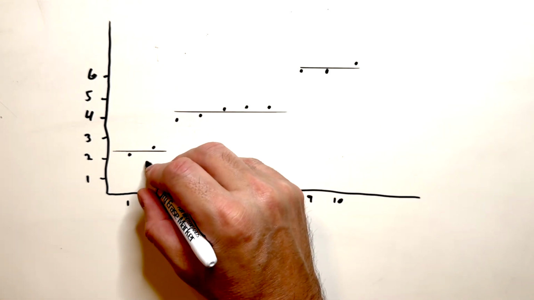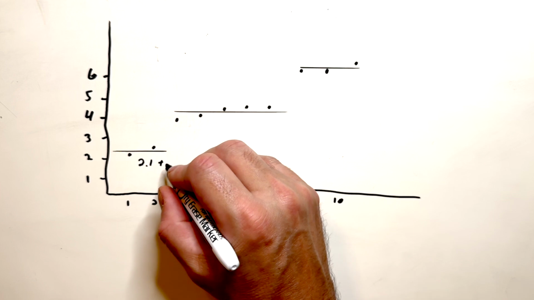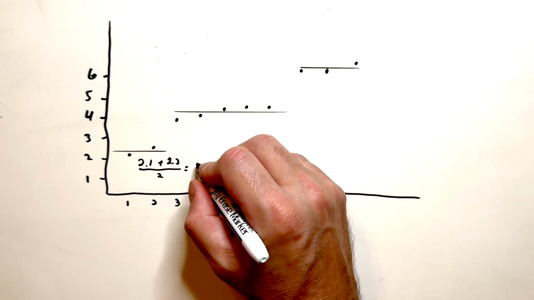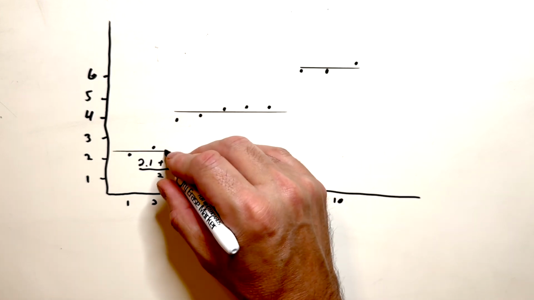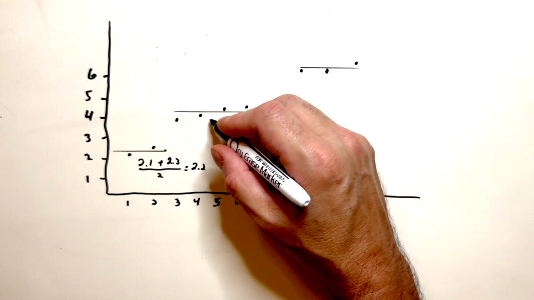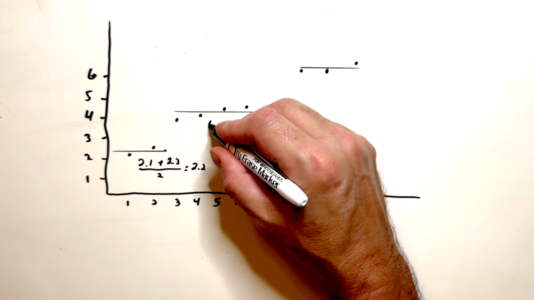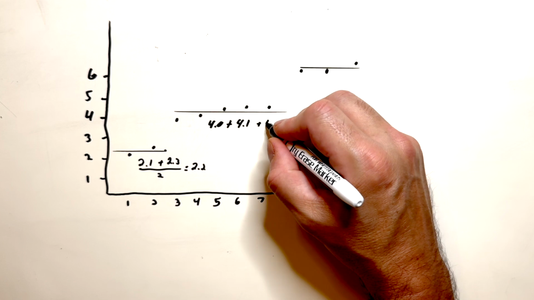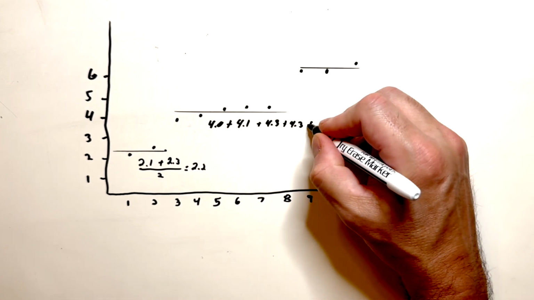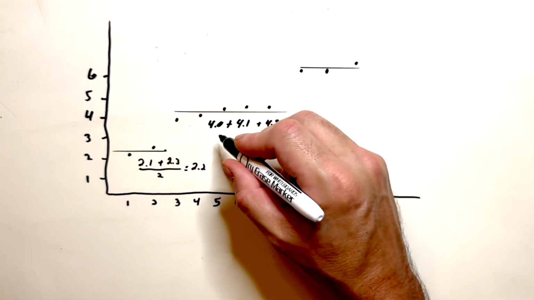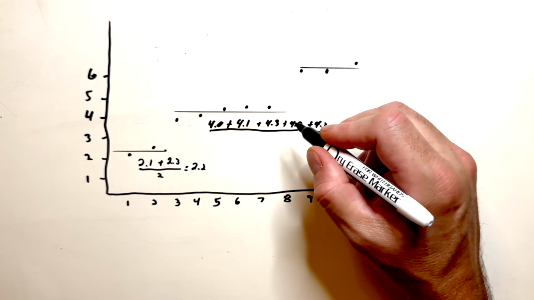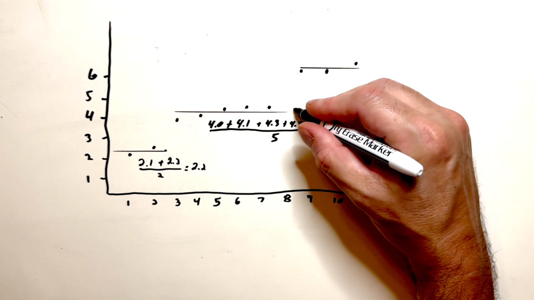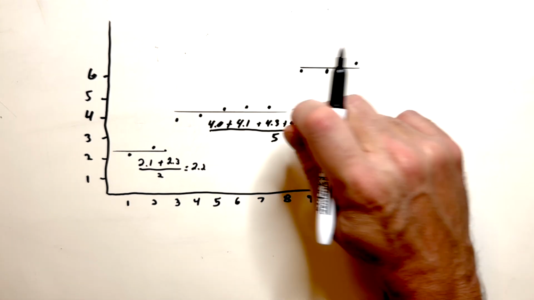So this one down here would be 2.1 plus 2.3 divided by 2, which is equal to 2.2. So that's this average value here, 2.2. If we add these points up, that's 4.0 plus 4.1 plus 4.3 plus 4.3 plus 4.3. Of course, you could have written 3 times 4.3 there. That would have been smarter. And divide by 5 measurements. That gives us 4.2. So this line here is 4.2. I didn't mean to put a dot there. It makes it look like a data point.